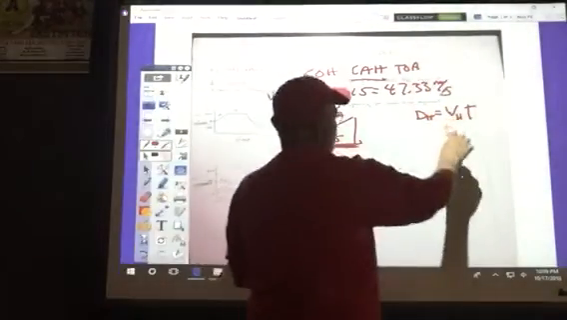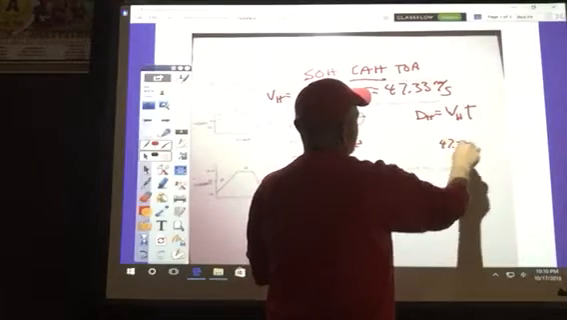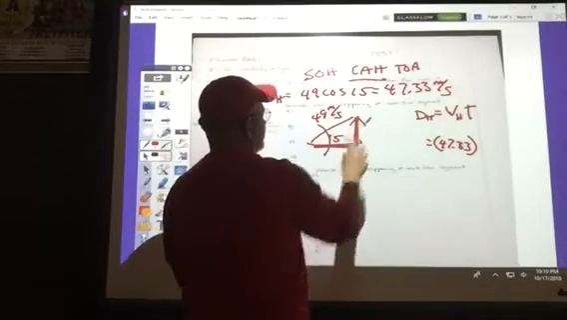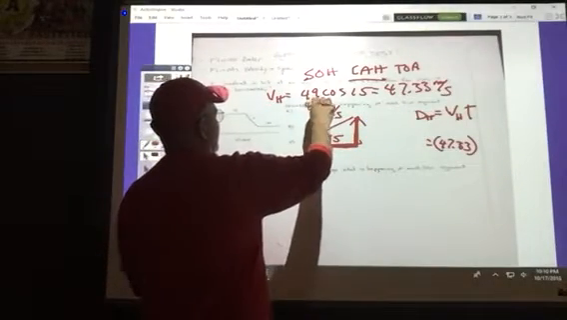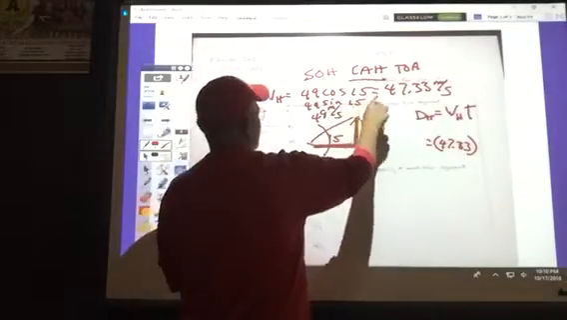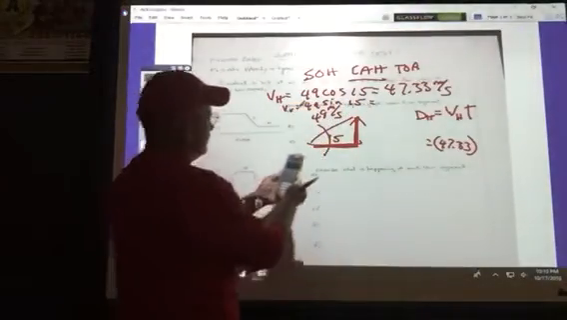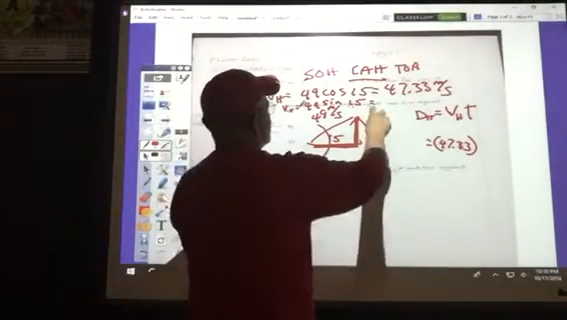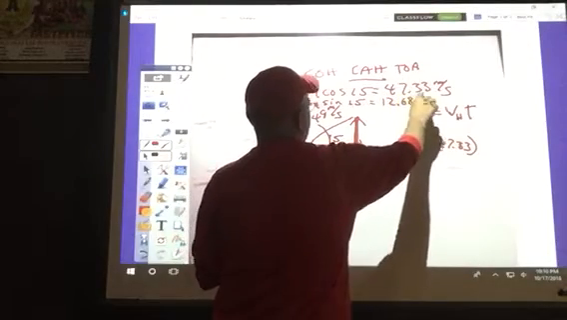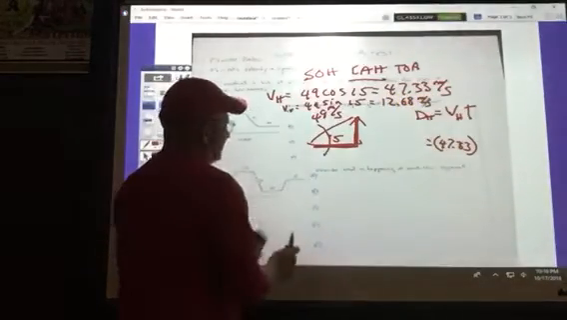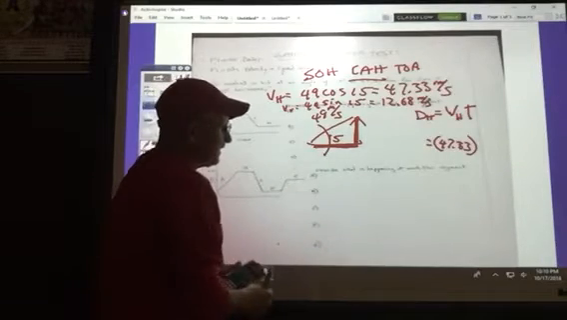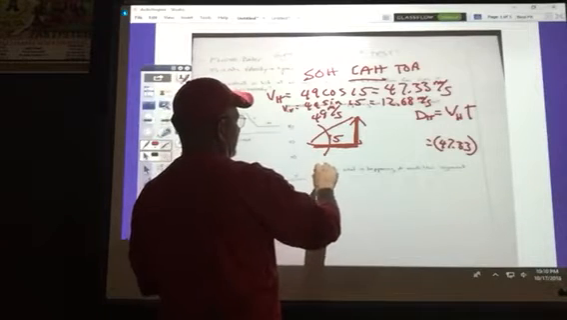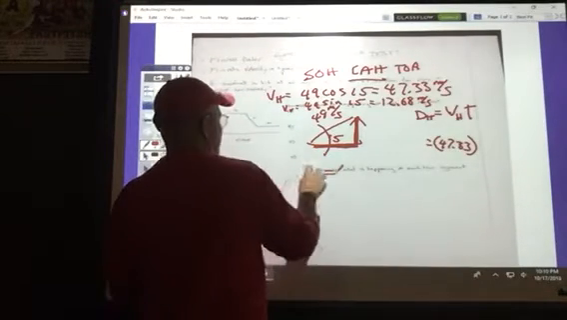Now I have my horizontal velocity, 47.33, but I need my time. To find my time, I need my vertical velocity, so that's 49 sine of 15. 49 sine of 15 equals 12.68 meters per second. Then I'm going to take that particular formula, and to find my time, I'm going to use my vertical velocity.